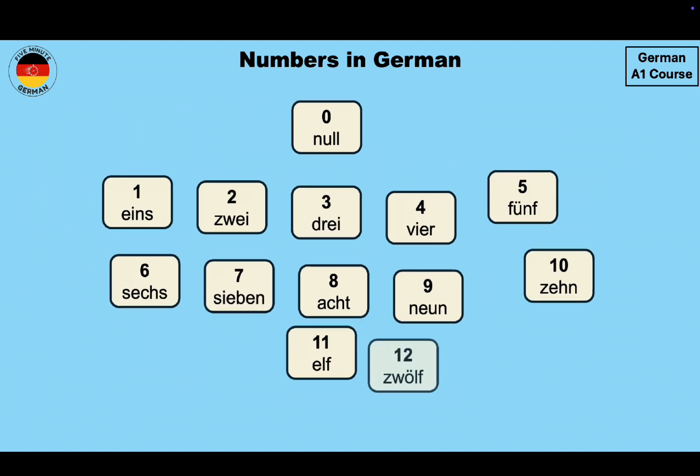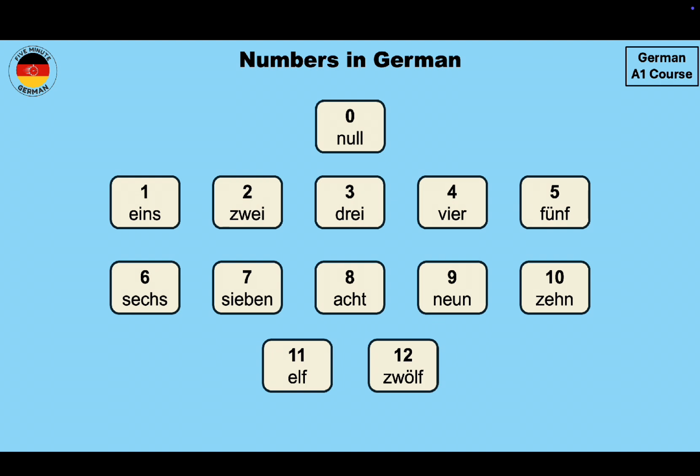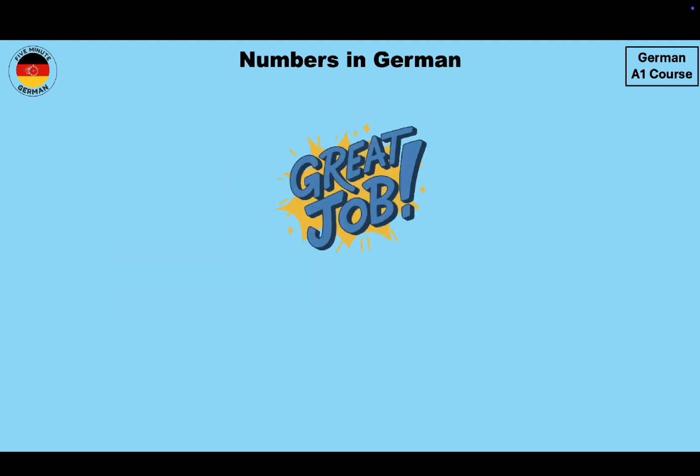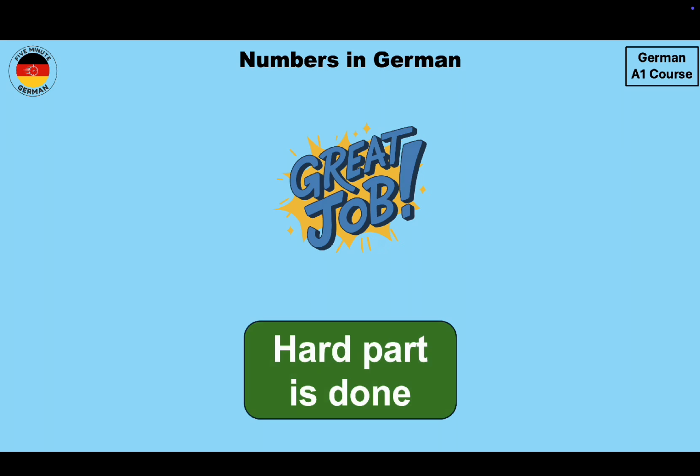So these are the numbers from 0 to 12. Let's go through them one more time. 0, 1, 2, 3, 4, 5, 6, 7, 8, 9, 10, 11, 12. Great job. The hard part is done. So you have already done 13 of the 18 numbers that you have to memorize.